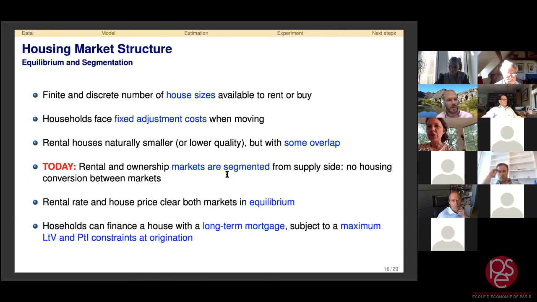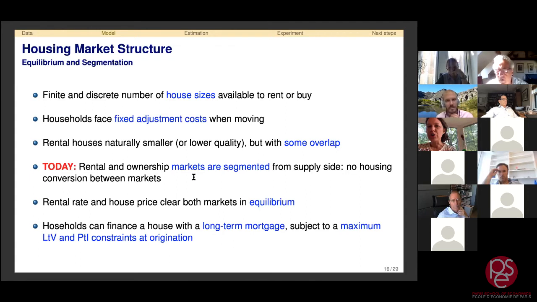So today, I'm going to model house sizes in a finite and discrete number available to rent or buy. Households face a fixed adjustment cost when moving. Rental houses are going to be smaller or of lower quality if you want, but there's going to be some overlap in the size of houses that are available for rent and to own. And today I'm going to assume that rental and ownership markets are segmented from the supply side. So there's no housing conversion between the two markets. This is an extreme assumption.